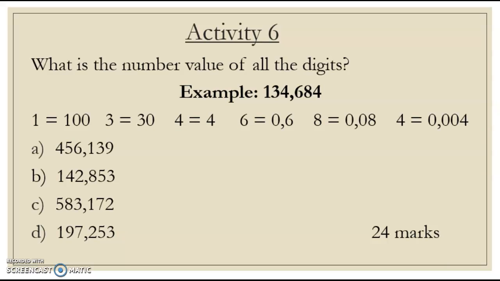Okay, this is going to be our last slide. What is the number value of all the digits? The example is 134,684. The 1 is representing 100, 3 is representing 30, 4 is representing 4, 6 is representing 0.6, 8 is representing 0.08, and 4 is representing 0.04.